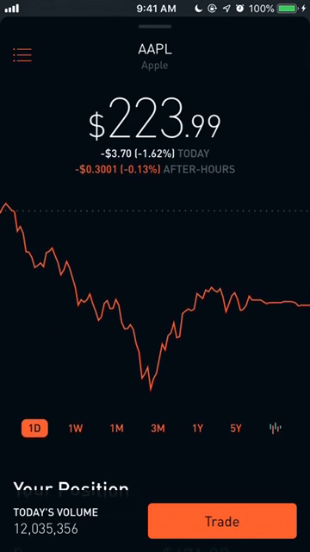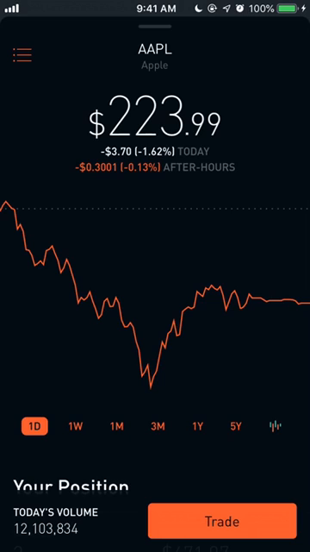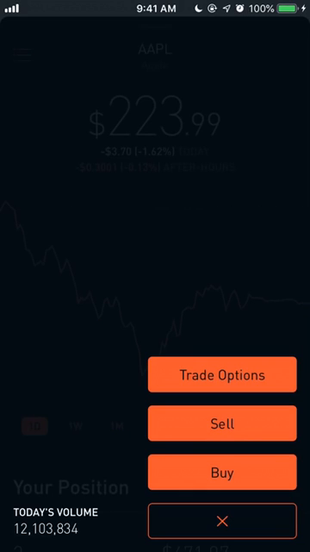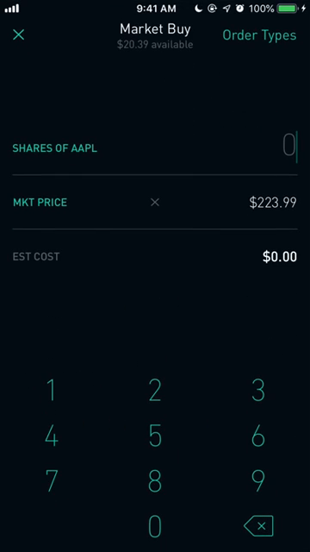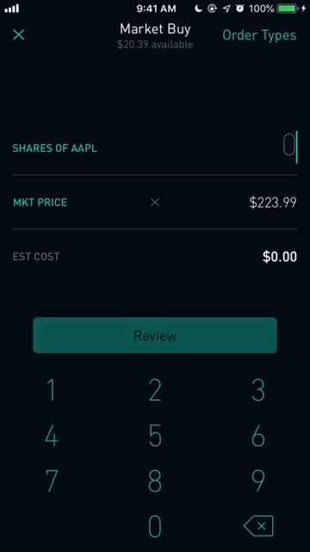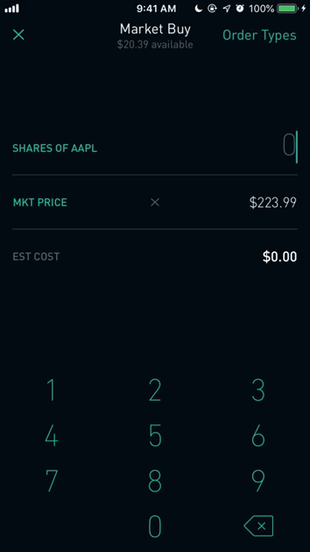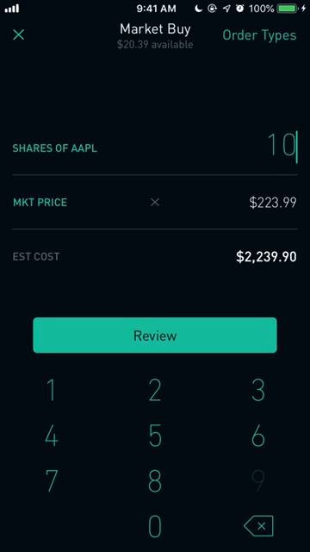So how you buy and sell it, I'm going to go over buying first. If you click trade in the bottom right here, don't click trade options yet. That is not just simply buying and selling. But if you go to buy down here, first thing it pops up is how many shares you want to buy, and you can only buy whole shares. You can't buy fractional shares or anything like that. Robinhood does not support that. It just has to be a whole number.